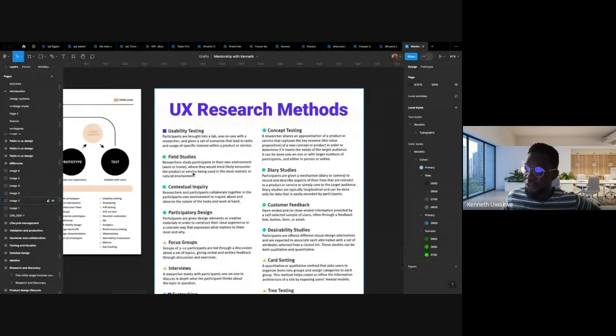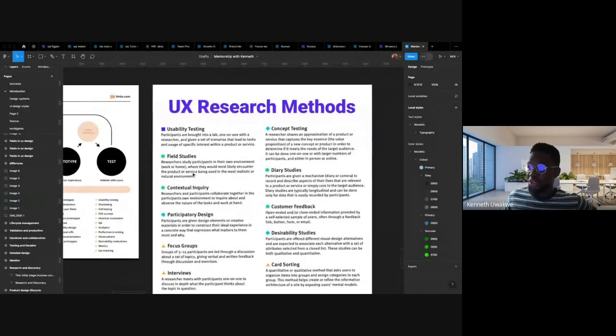You have field studies, and in these field studies, researchers study participants in their own environment. Researchers will go into your user's environment and study how your users are using that product, and they are not conscious that you are studying them.